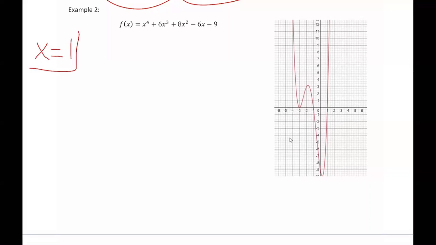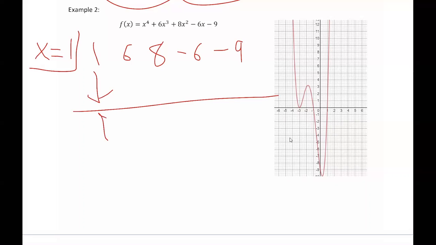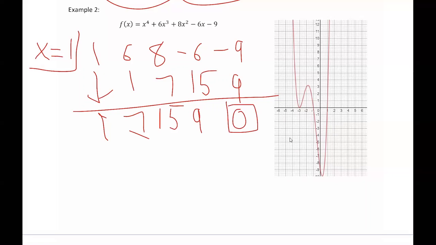So I'm going to do my synthetic division. So that comes down, multiplied by 1, that would be 7, 15, 9. We get 0. Like I said, you should always get a remainder of 0. So this would be x cubed plus 7x squared plus 15x plus 9.